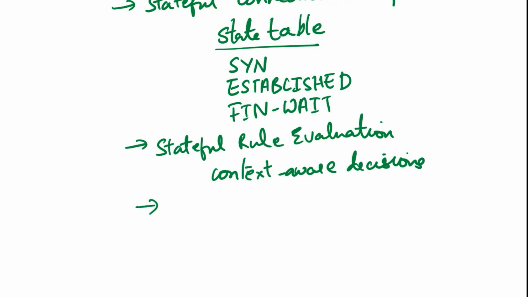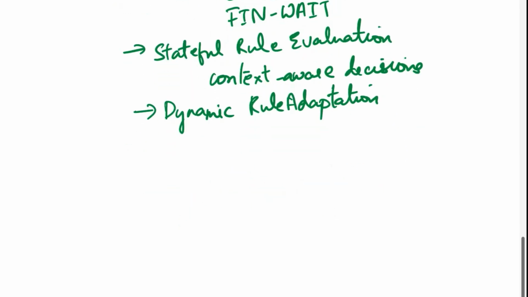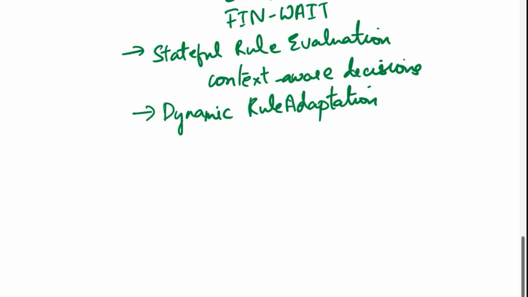Next characteristic of the stateful firewall is dynamic rule adaptation. So the stateful inspection firewalls can dynamically adapt their rules based on the state of network connections. For example, once a connection is established, the firewall may allow related inbound traffic without requiring specific rule definition, since it recognizes the association with an existing legitimate connection.